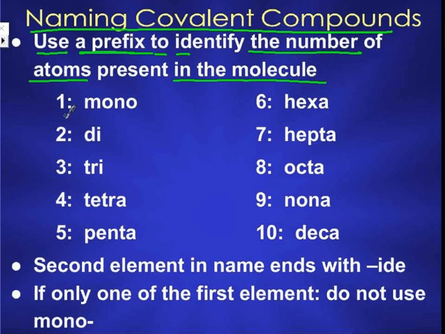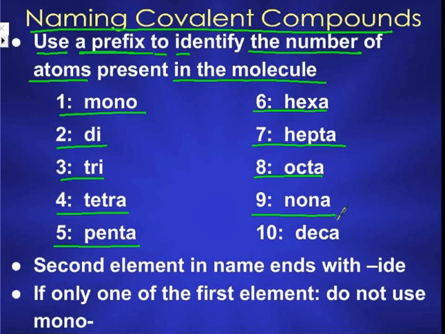And I would need to too, because every time I have to look at this, I have to look back at them. So 1 is mono. Di is 2, tri is 3, like tricycle, tetra is 4, but not like the fish, penta is 5, like a pentagram, hexa is 6, hepta is 7, octa is 8, because they're like octopus, I love octopus, nona is 9, and deca is 10.